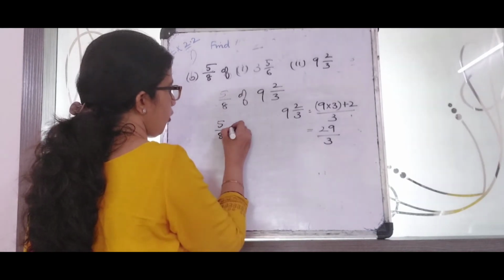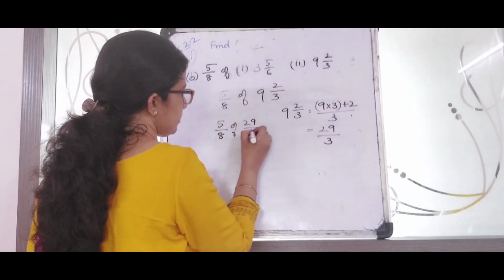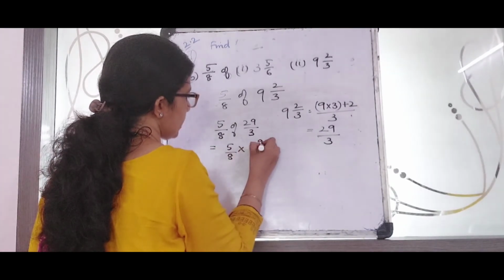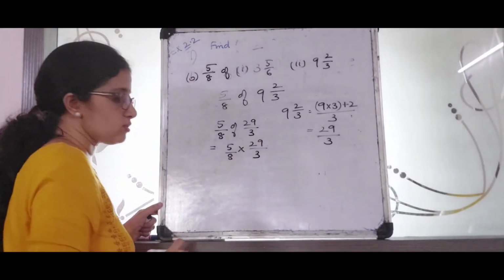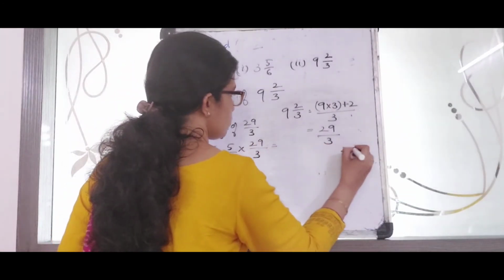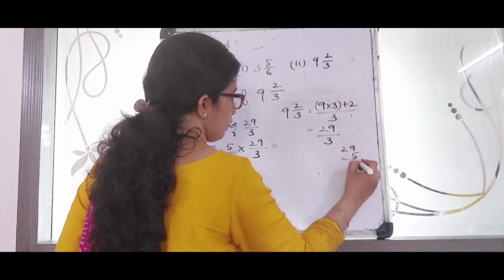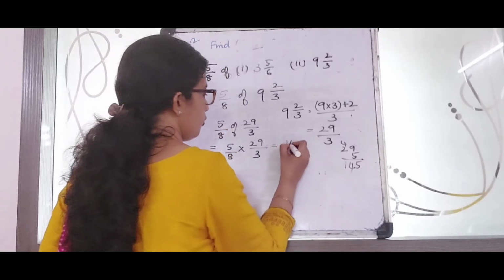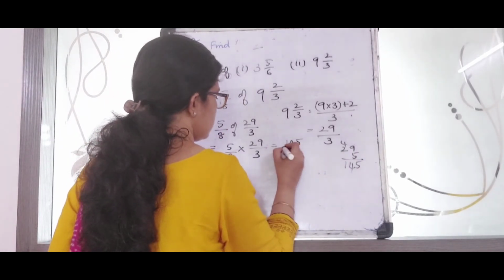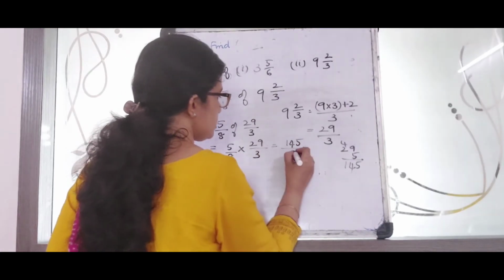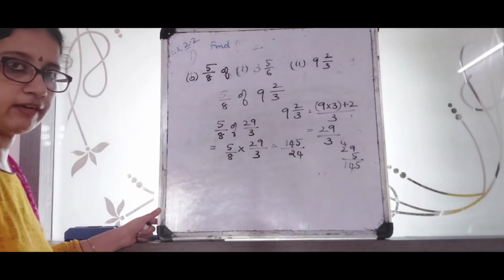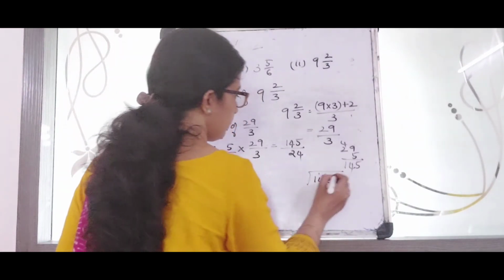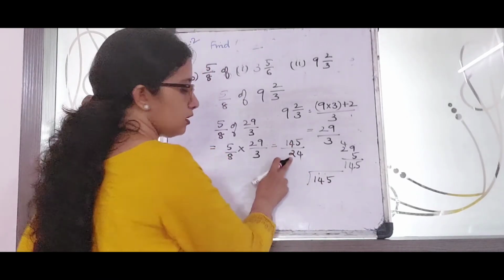So what is the problem? 5 by 8 of 29 by 3, which can be written as 5 by 8 into 29 by 3. If you multiply both the numerators, 29 into 5, 9 5s are 45, 5 2s are 10, 14, 145. 145 divided by 8 into 3 is 24. So 145 divided by 24.